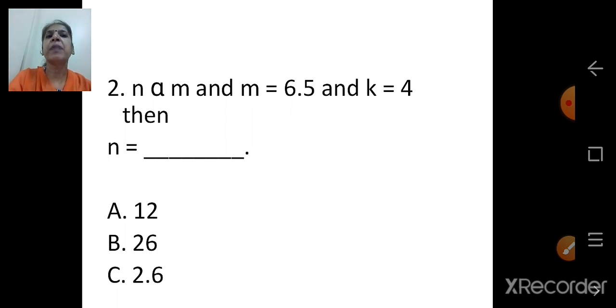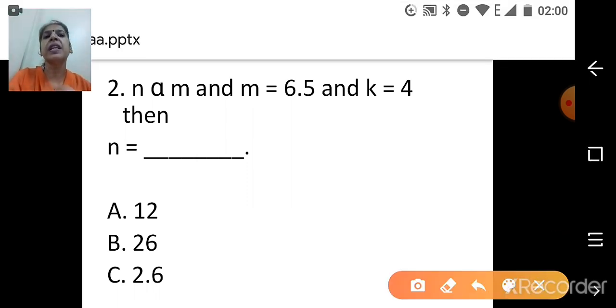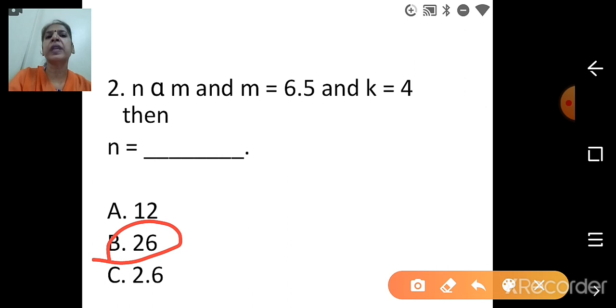So you are going to multiply k, which is 4, with m, 6.5. Multiply 6.5 with 4 and get the answer. When you solve, remove the decimal also, because a decimal is given, and you will get the answer 26. Everywhere calculation is required, which you have to do correctly. B is equal to 26, so this is the right option.